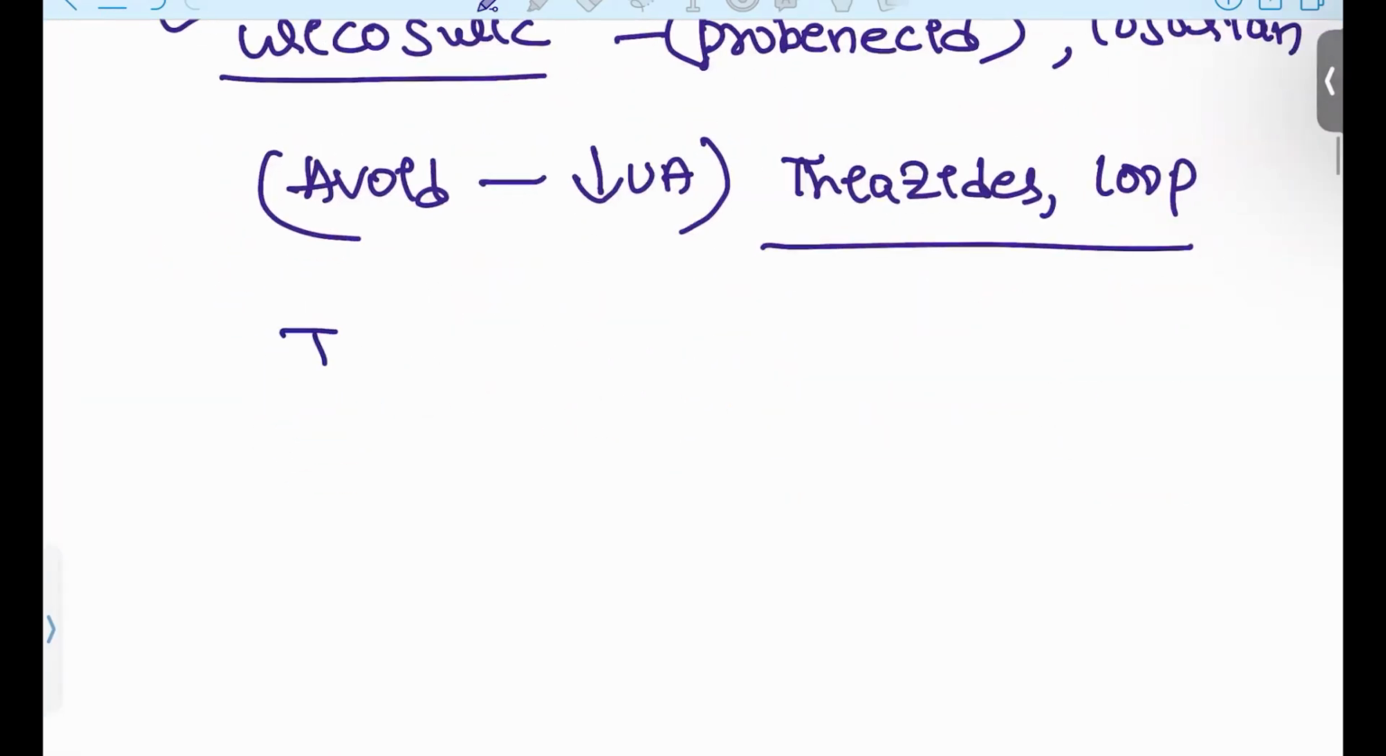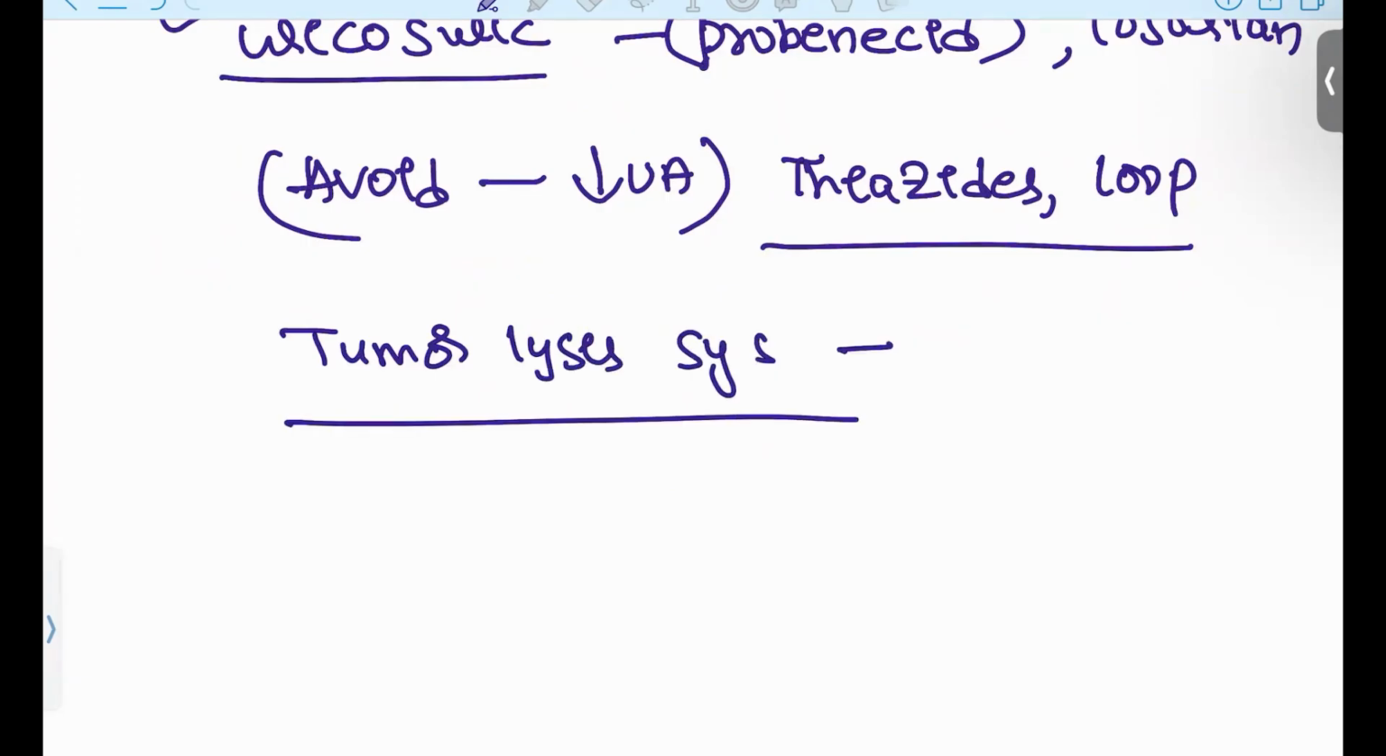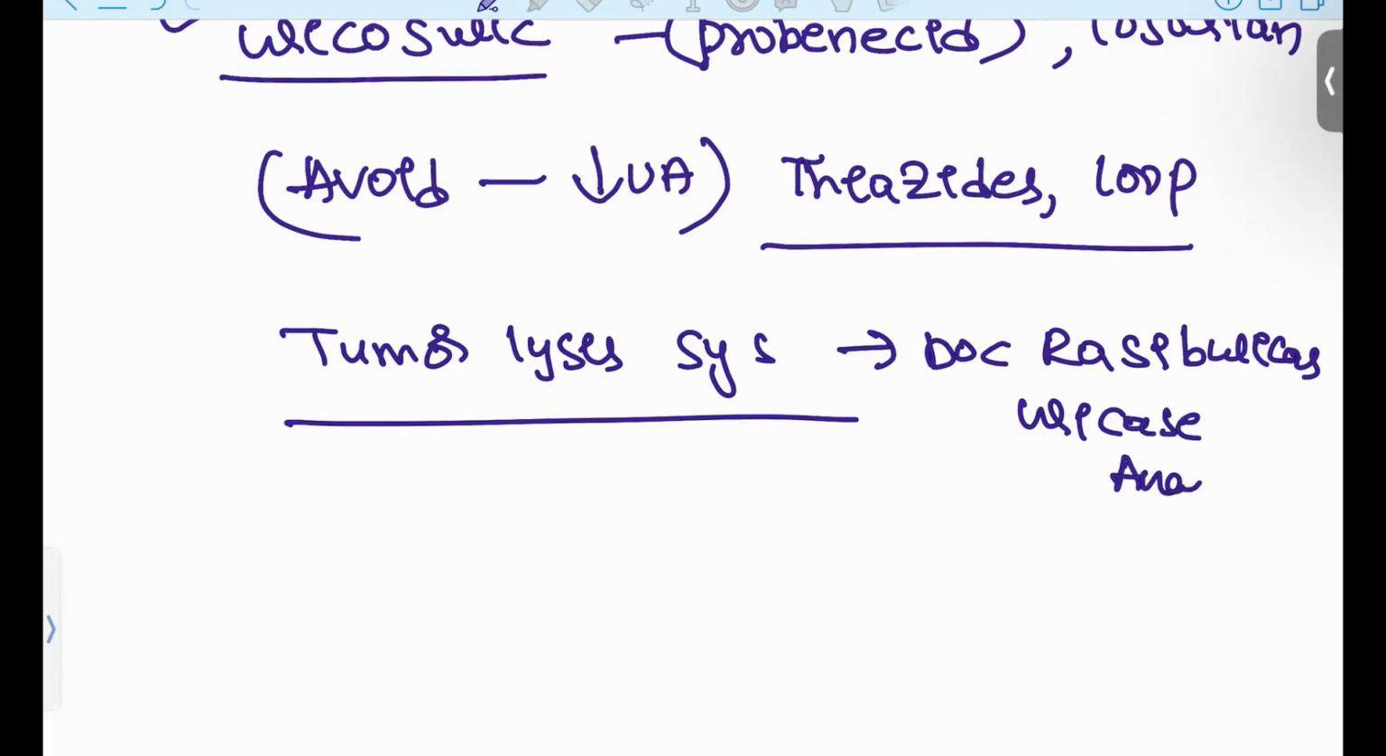And another condition, you all know, is tumor lysis syndrome. In this tumor lysis syndrome, the drug of choice for this patient is rasburicase. What is this rasburicase? Basically, this is a uricase analog. Okay, uricase analog. Okay, this is one thing.